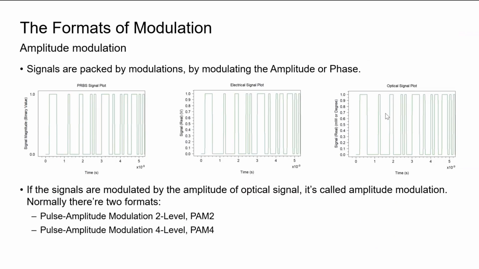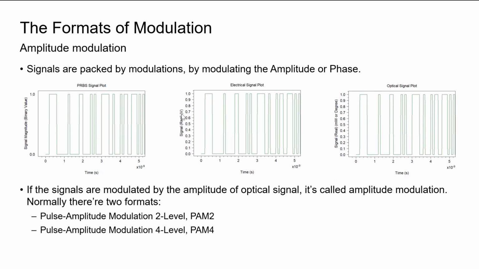So when we talk about the format of modulation, signals are packed by modulators, and we can modulate the amplitude or the phase. At first we have the PRBS signal, which is the logical signal that we're going to transmit through this system. Then we put the signal into the electrical IC, and we get an electrical signal. Please note that the unit here is the real part of the signal, that is volt.